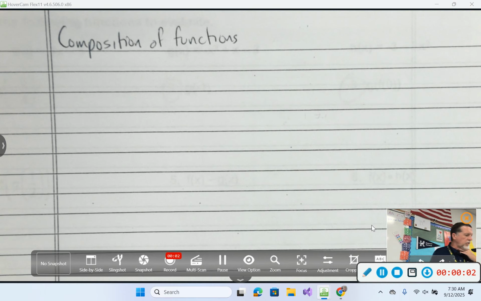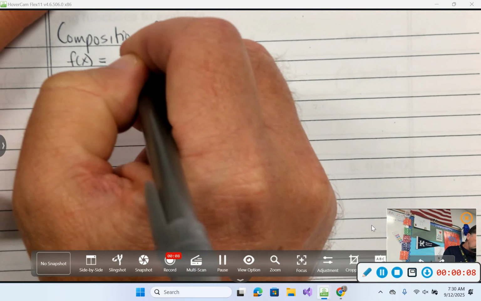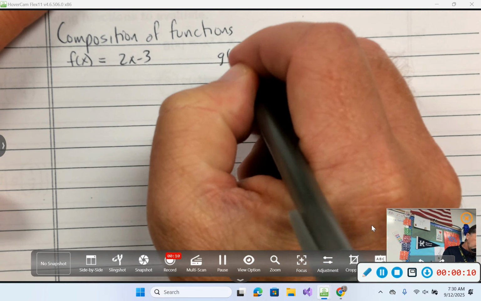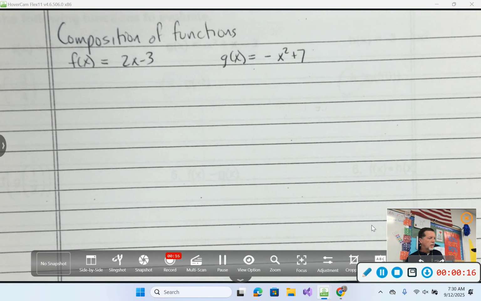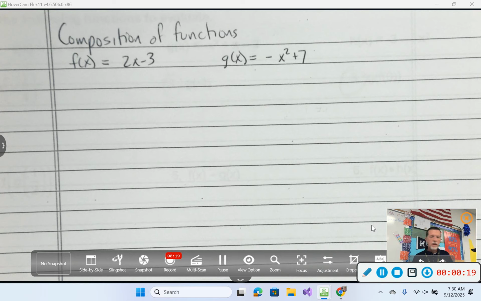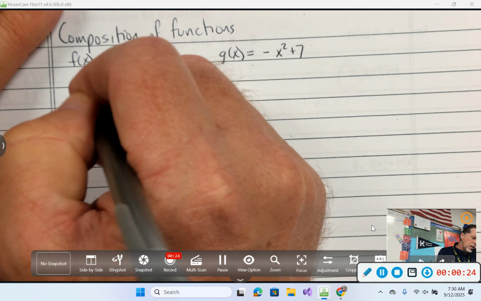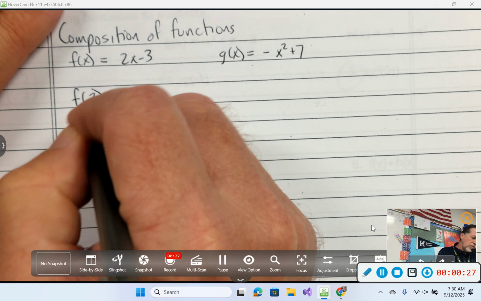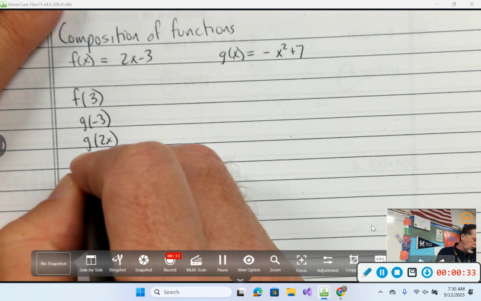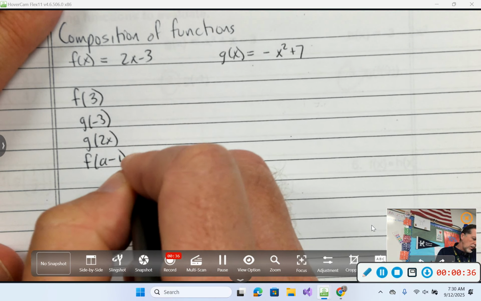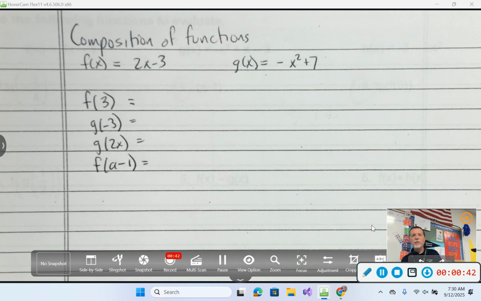Okay, composition of functions. Let's first back up and just think about functions. f of x is 2x minus 3. g of x is negative x squared plus 7. And in fact, let's just call these warm-ups. Let's find f of 3. Let's find g of negative 3. g of 2x, and f of a minus 1. All of that should be review stuff, right?